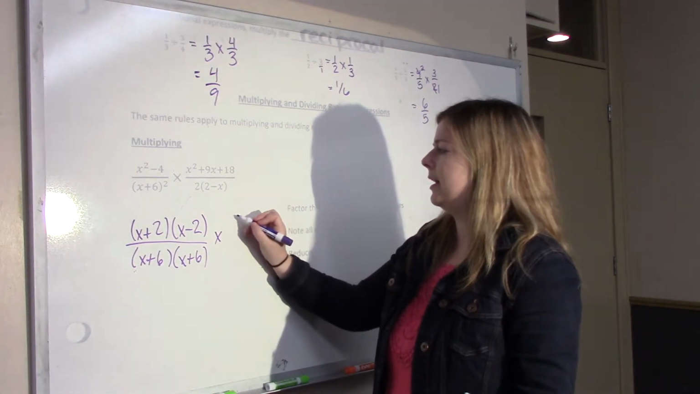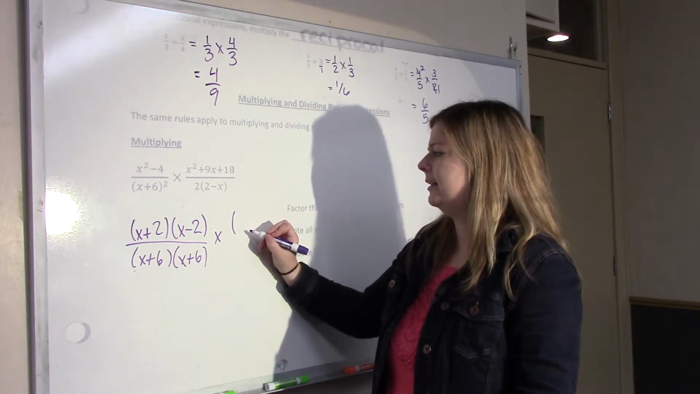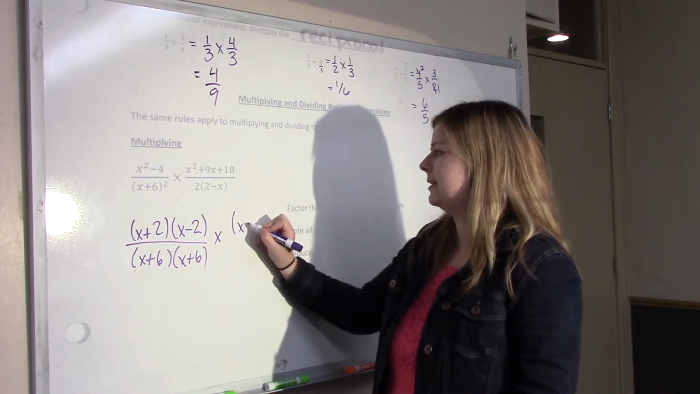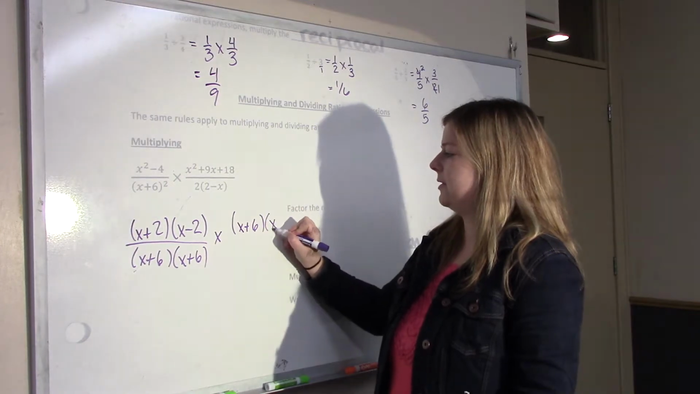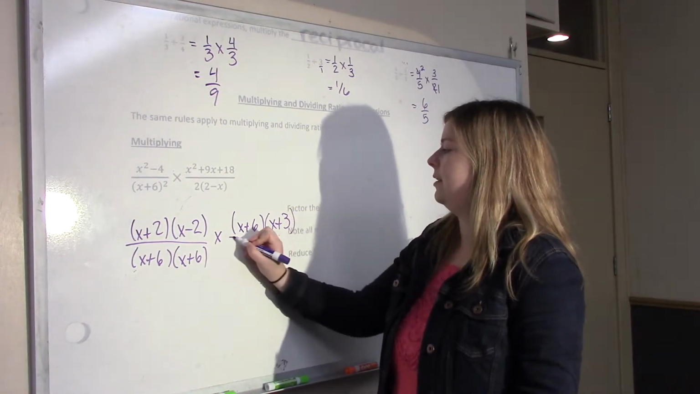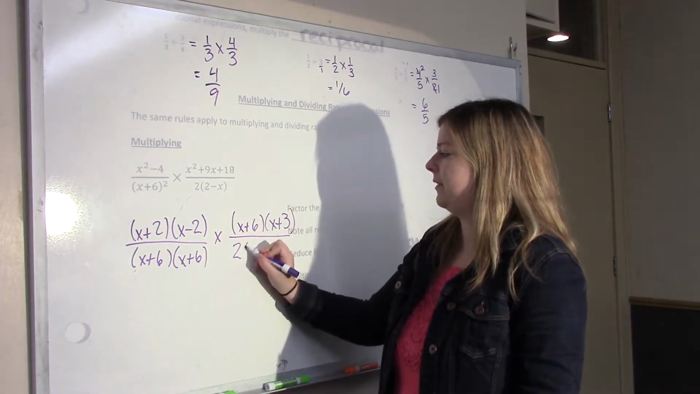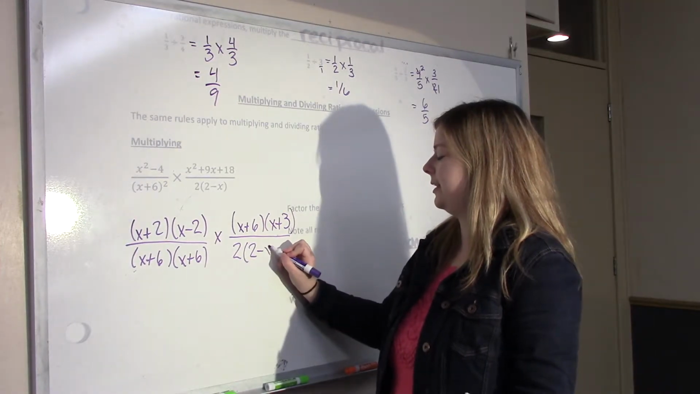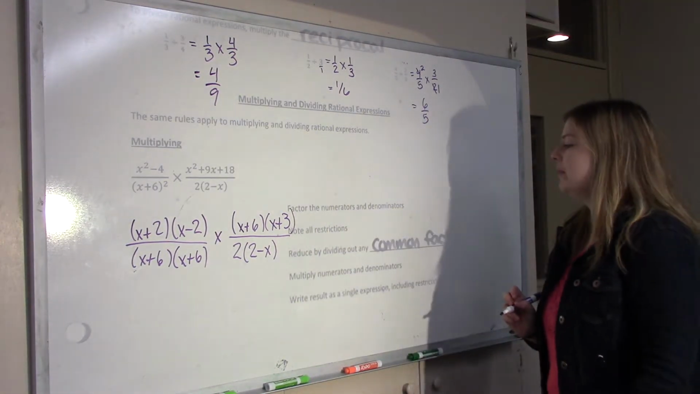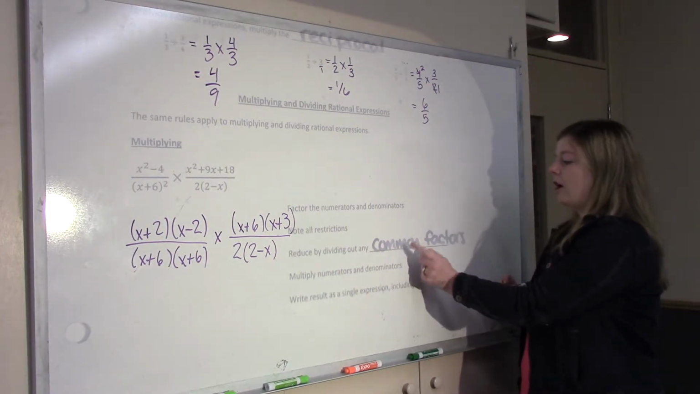Then what multiplies to 18 and adds to 9? So that's x plus 6, x plus 3, all over, and then this can't be factored. It's still 2 times 2 minus x. Okay, now we want to reduce by dividing out any common factors.